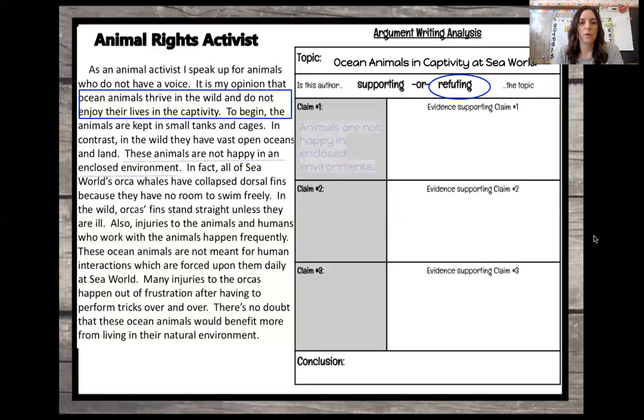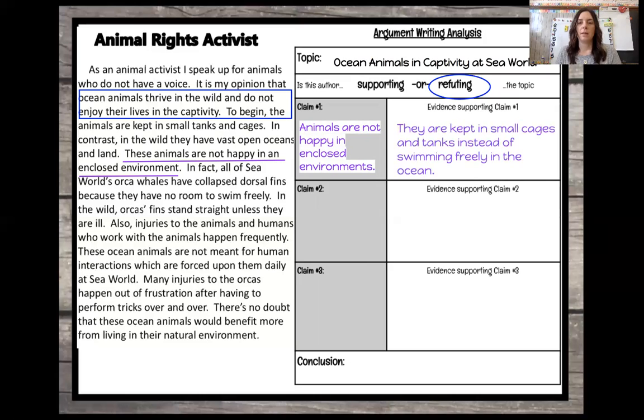So this author's first claim is that the animals are not happy in an enclosed environment. This claim is opinion-based because there's no real way to know that animals are not happy in enclosed environments, but the author backs it up with the evidence that they are kept in small cages and tanks instead of swimming freely in the ocean. That is a fact. And let's go on to see what else they say to prove that animals are not happy.